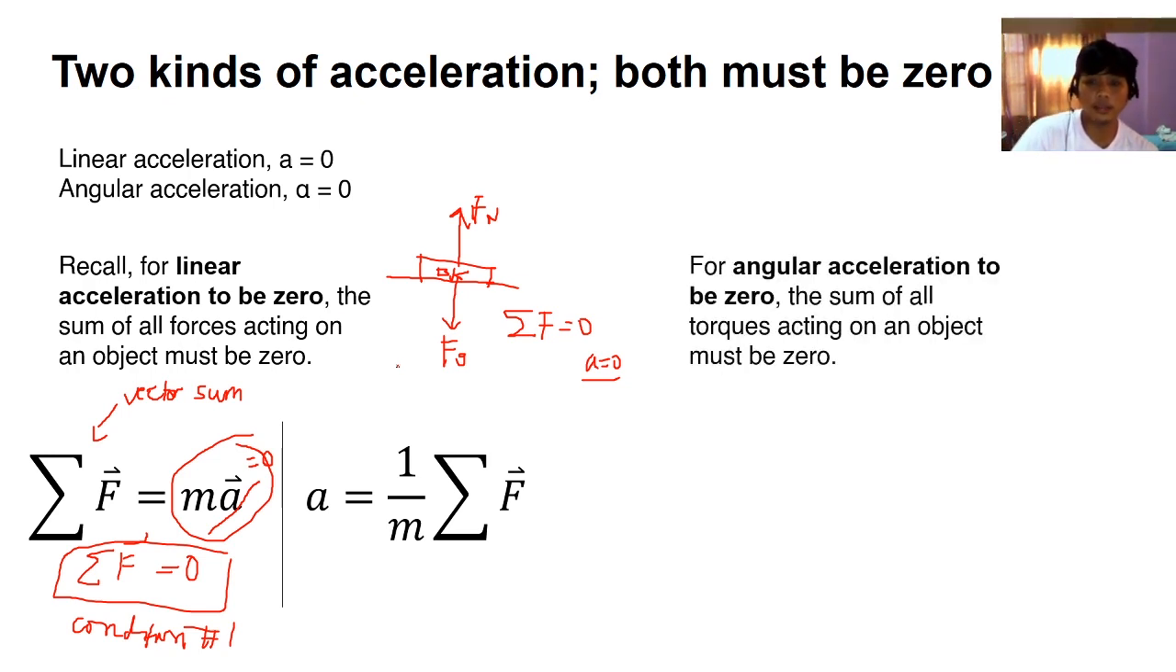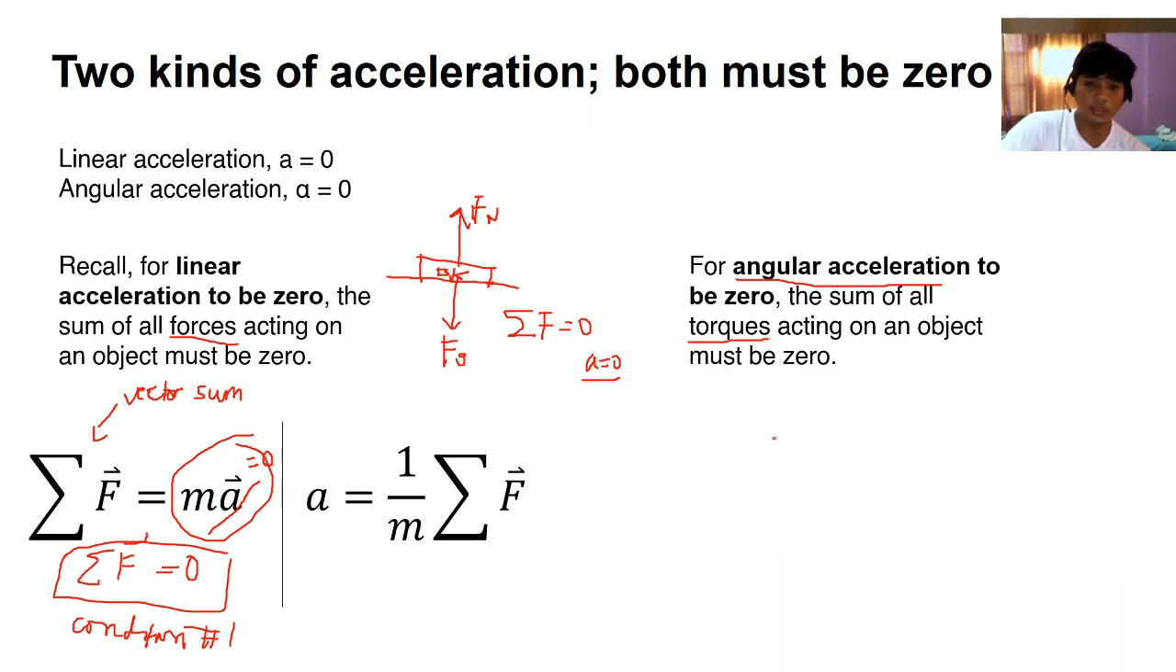Now, for angular acceleration to be zero, the sum of all torques acting on an object must be zero. Torque is the rotational equivalent of force, but it's a little bit different from force, which we will figure out. We'll learn later what their difference is. But for angular acceleration to be zero, the sum of all torques must be zero.